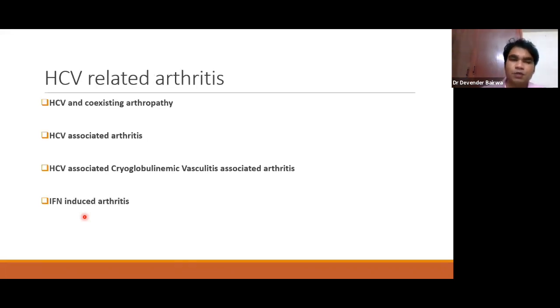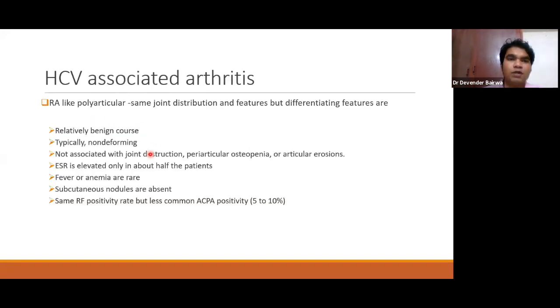Coming to now, we see either we can have a coexisting arthropathy because of some other reason, or we can have a true associated arthritis, or we can have cryoglobulinemic vasculitis. In this case, arthritis is a part of vasculitis, or there can be drug-induced arthritis. When we look at true HCV associated arthritis, it can be of two types. One can be an RA-like polyarticular form. But this is not RA.